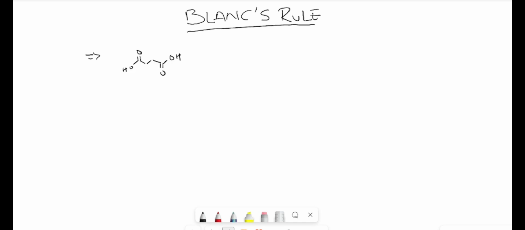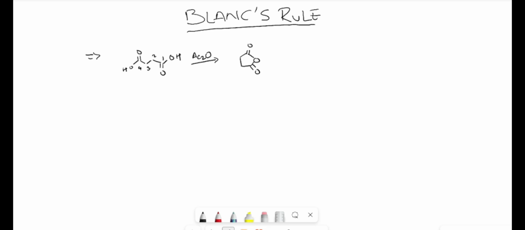So for example, we have this dicarboxylic acid, and you can see that the two carboxylic acid functional groups are at position 1 and 4. So if you treat them with acetic anhydride, this will yield a cyclic anhydride, which will have the same number of carbon atoms as in the starting material.